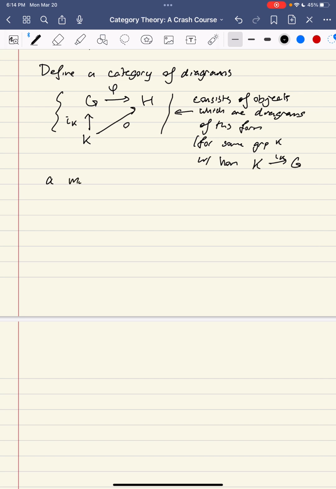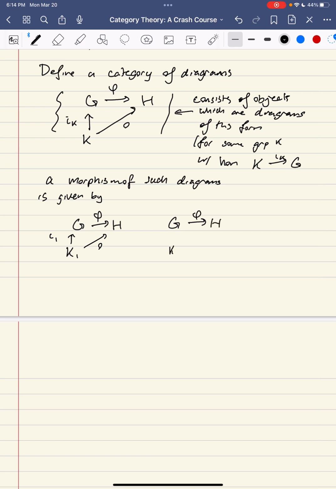so a morphism of such diagrams is given by, so here I'm going to need a morphism. Let's say if I have one thing in this form, K1, I1, 0, and I've got this, I'll call this I2. And so if I want to define a morphism between these two things, I'll call that psi.